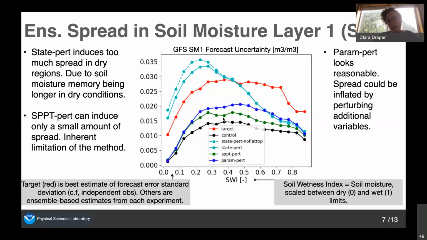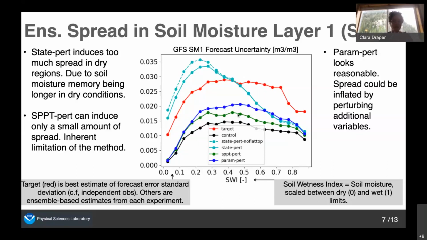Next up, looking at SPPT, which is this green one, you can see it hasn't added a huge amount of spread. I did comment before that I didn't tune these experiments to add the magnitude I was expecting. However, this was actually the most I could get out of SPPT. What's going on here is that for soil moisture, you have to hit the tendency with a positive perturbation, or you create model instabilities, which winds up limiting the size of the perturbations you can add.